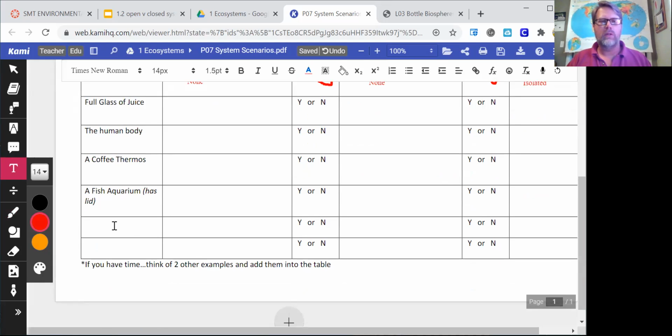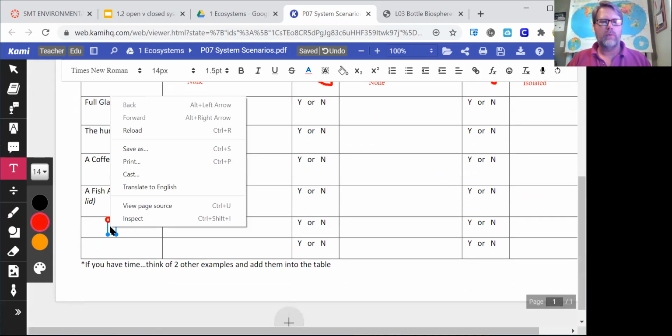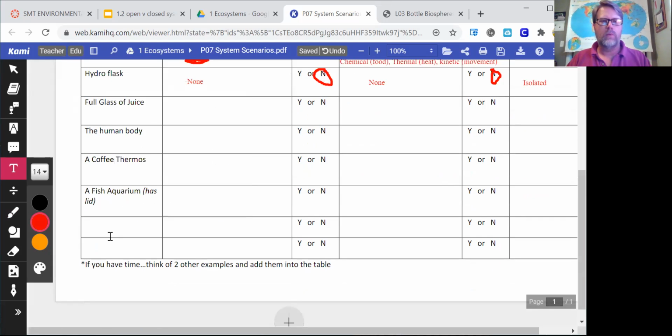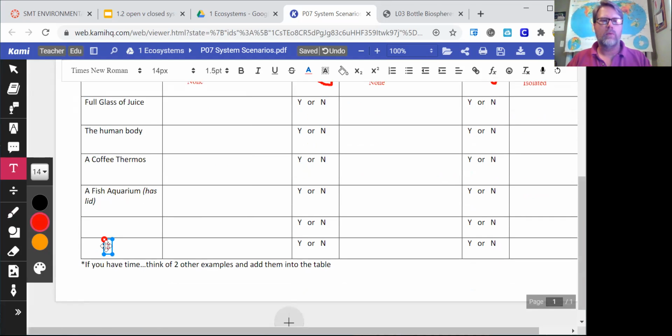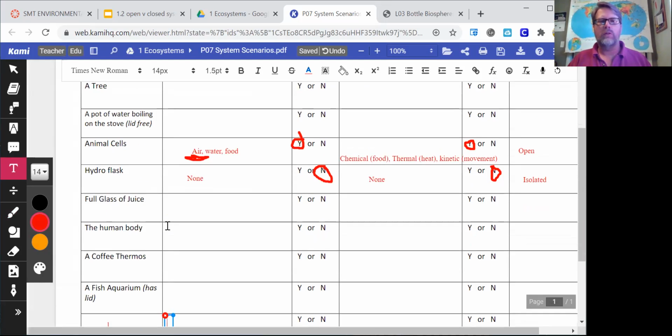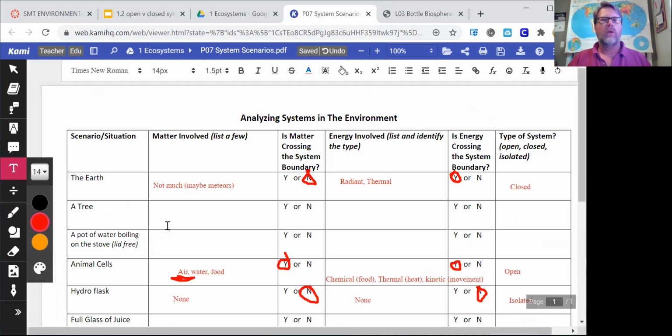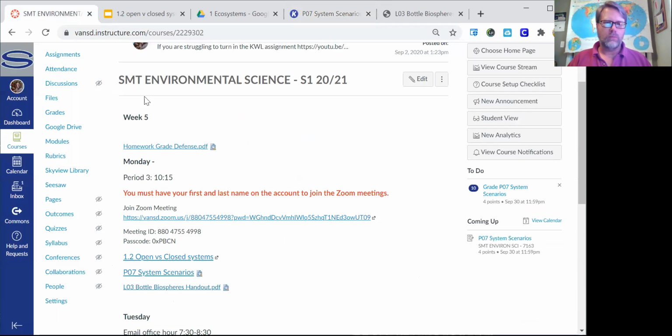Yes, you do need to give examples here and here. So make sure you fill those out and you answer them for tonight's homework. Okay, other things to note as we're wrapping this up.